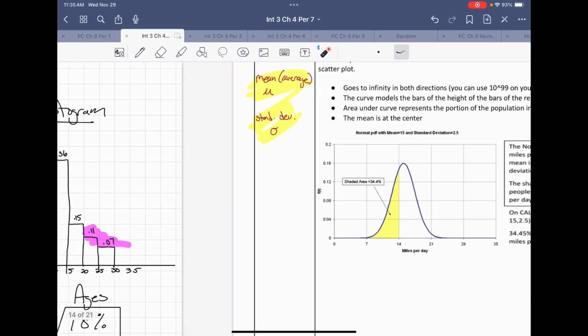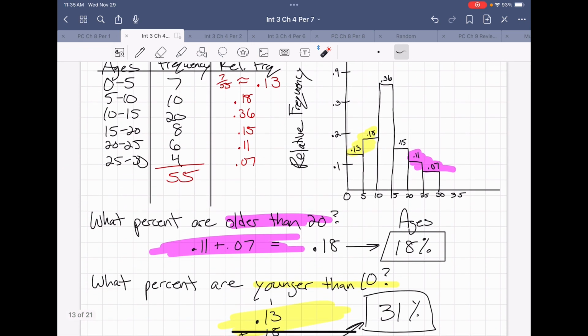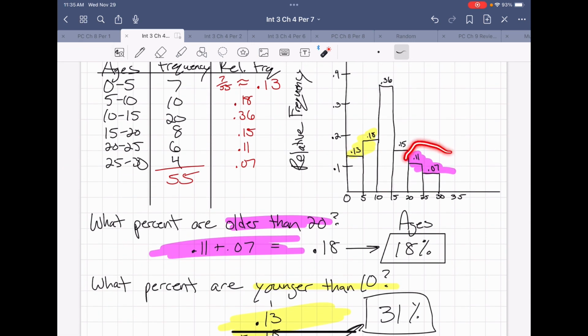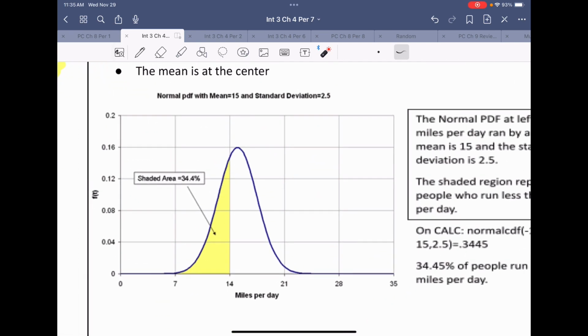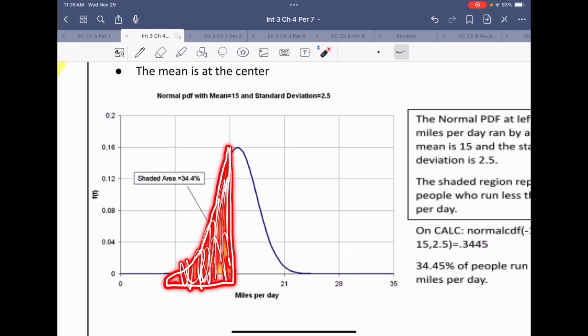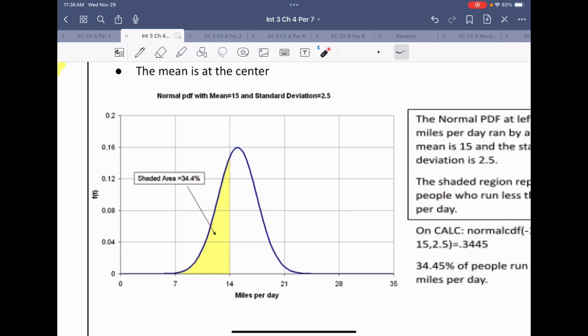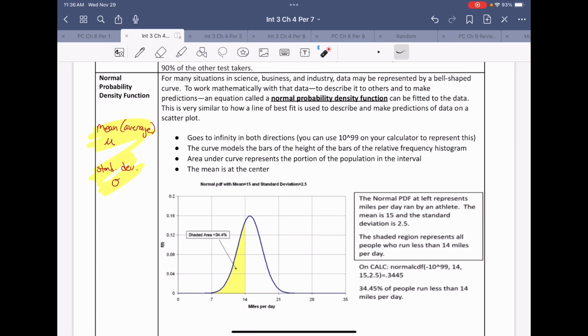When I asked you on this problem to find what percent are older than 20, we had to find the bars and add them together. But when things are normally distributed, if you know where that number is, like this problem is doing 14, less than 14, there is a button in the calculator that'll find the area of that shaded curve for you. It will add up all those little bars for you because they are normally distributed. So it's really handy for things that are normally distributed.